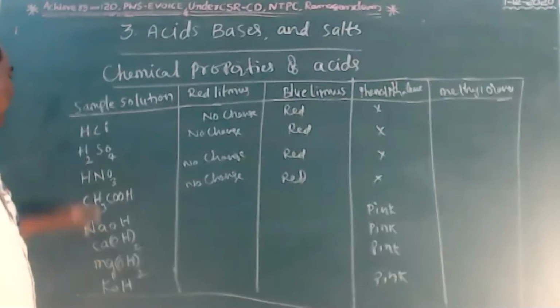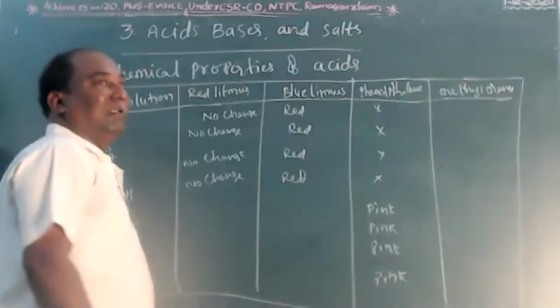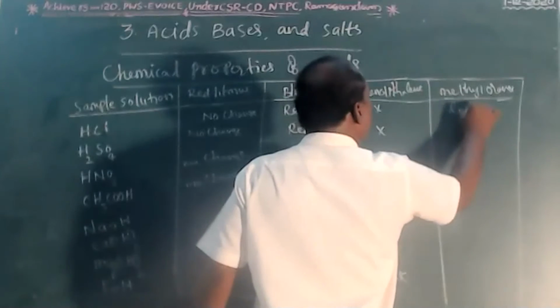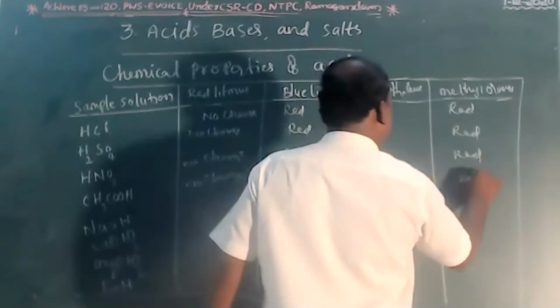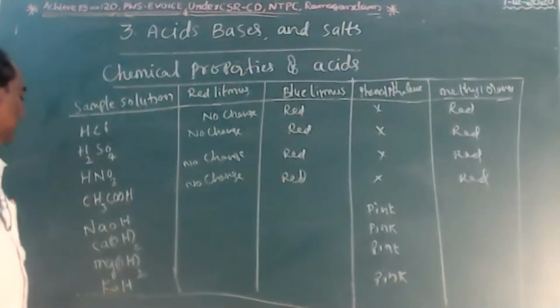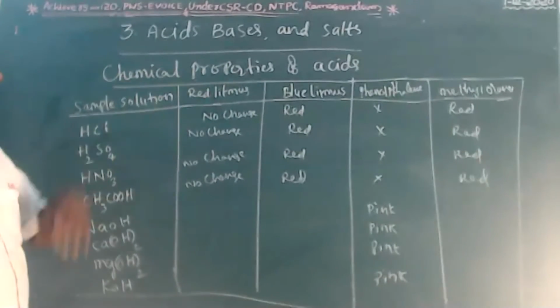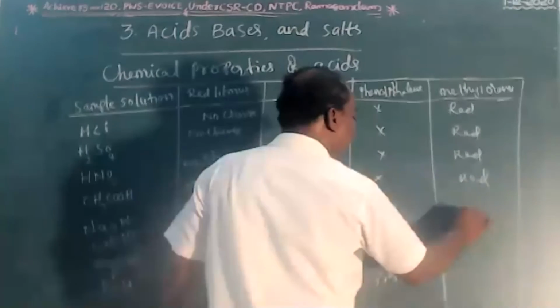Now coming to the methyl orange indicator, all the acids tested with methyl orange indicator turn red. Turn into red color. Coming to the bases, when the bases are tested with the methyl orange indicator, they turn yellow in color.